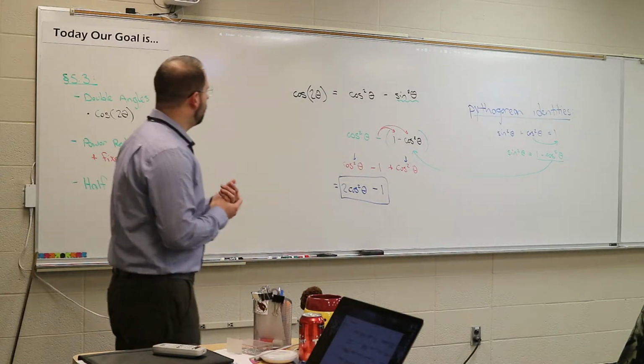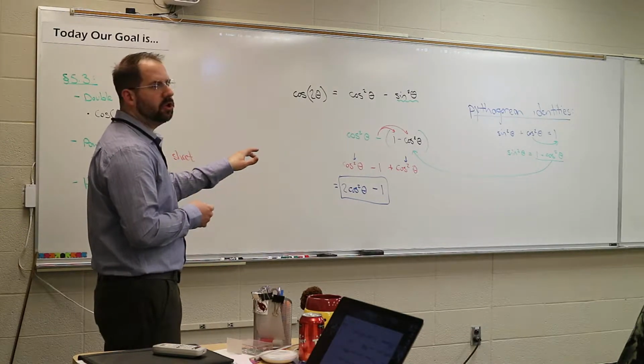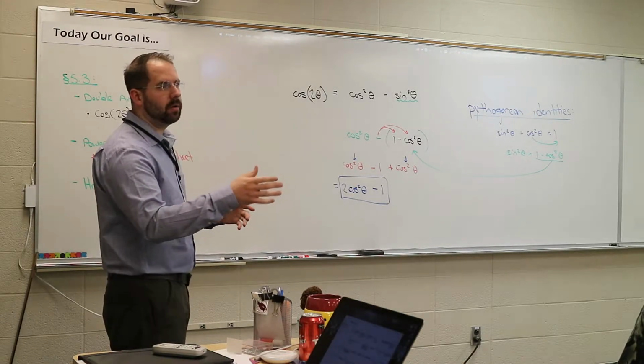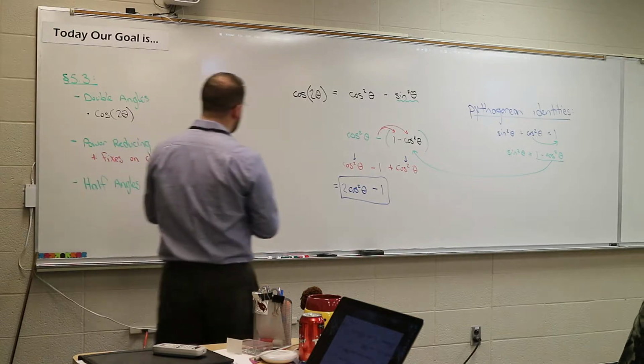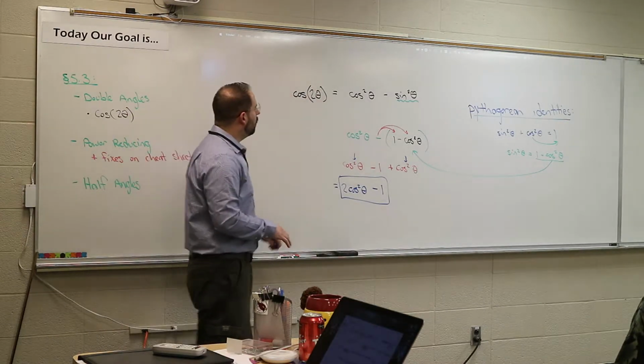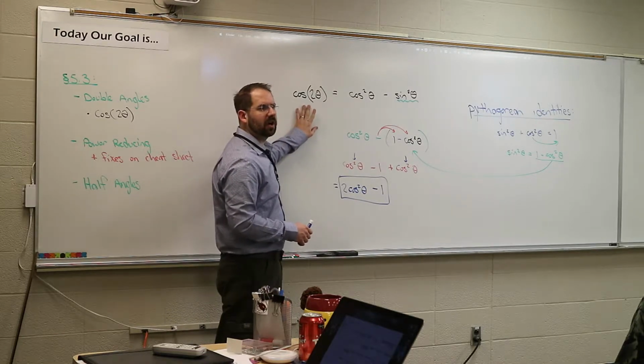Okay. Alright. Are we good with 2 cosine squared minus 1? Okay, let's do the other one now. So I'm going to do the other side. So probably just filling in here. This formula is the one we talked about yesterday.